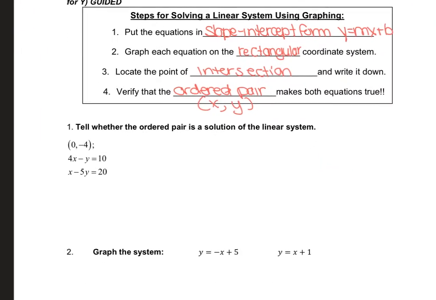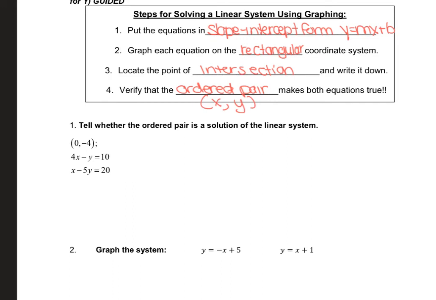Let's remember what an ordered pair is and what we're doing with this. We even have to talk about what a system is, so let's back this train up. This whole chapter is called systems because a system is two equations. So this right here is a system. It's called a system of equations.